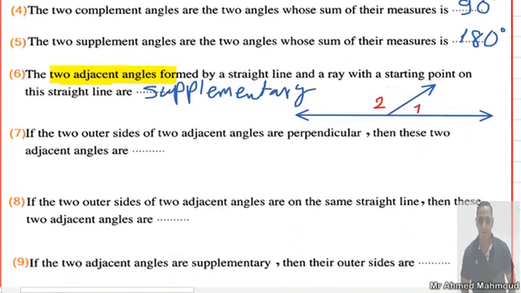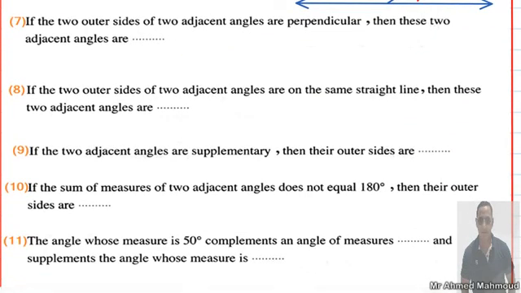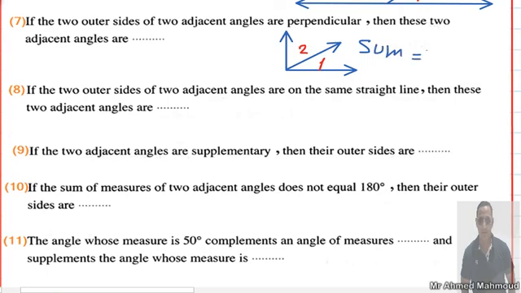The next one: the two outer sides of two adjacent angles are perpendicular, like this. If the two outer sides are perpendicular, of course, he speaks here about two angles, then their shape is like this. This is angle 1, and this is the second angle. Then the two angles here are what? Since the outer sides are perpendicular, the sum of the two angles is 90. If the sum equals 90 degrees, then the two angles are called complementary.